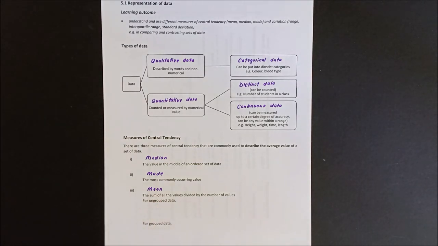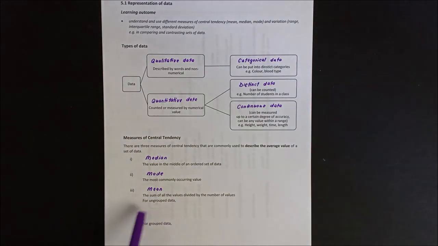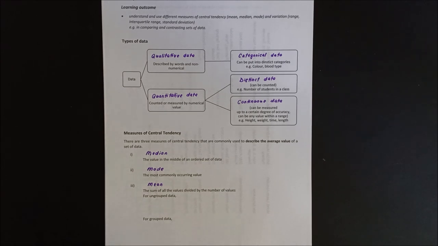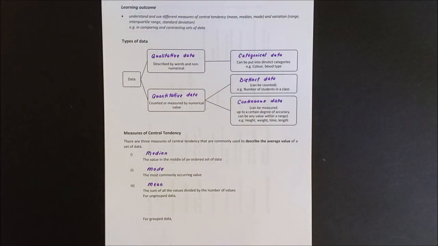Okay, so for these three types, now we are going to write down the formula for mean. I think it's very simple. If I have something like 1, 2, 3, 4, 5, and you want to find the average, you will add all the numbers together and divide by how many numbers you have, right? So for ungrouped data, like I said just now, you will add 1, 2, 3, 4, 5 together, then divide by 5.